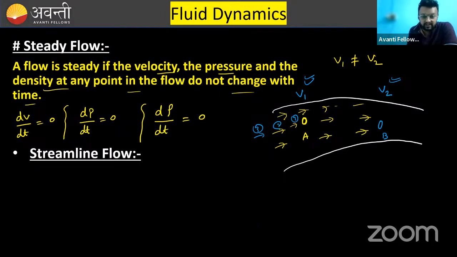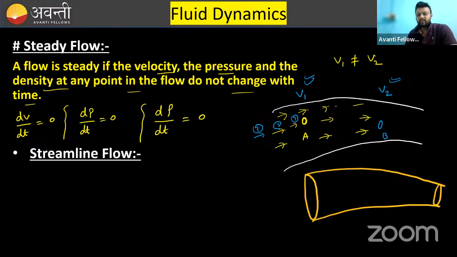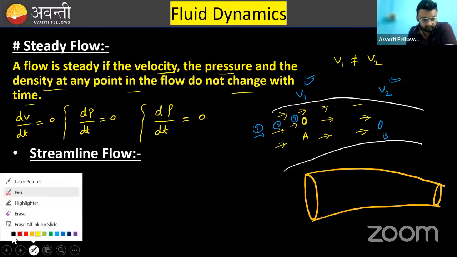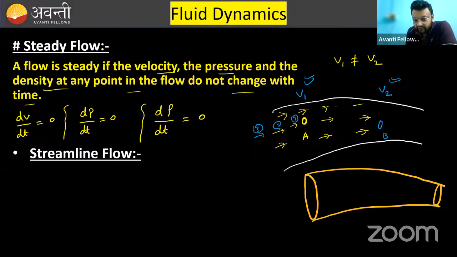Okay. So now there is another heading, you can see streamline flow. There is another type of flow. Before going to streamline flow, I will say what is non-steady flow? A flow in which all these conditions are false is called non-steady flow. So streamline flow, again, consider there is a tube from which liquid is flowing like this, and liquid is coming out like this.